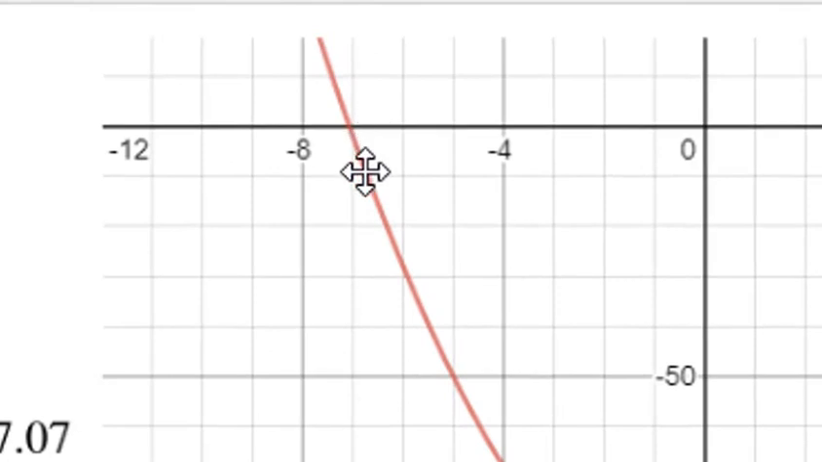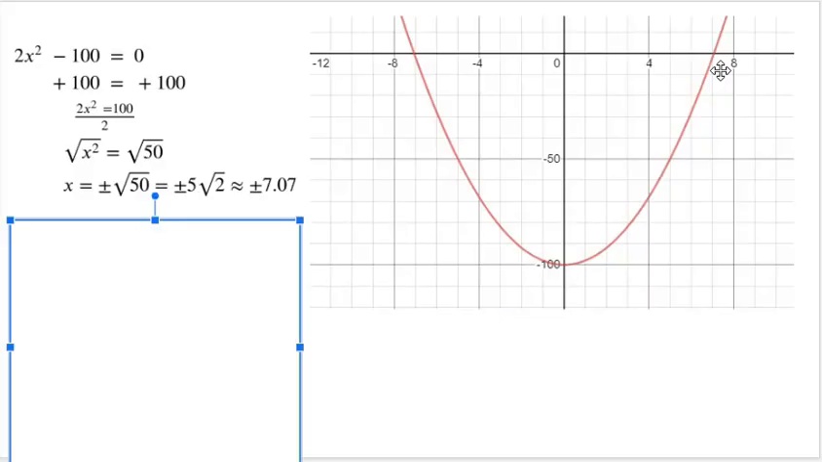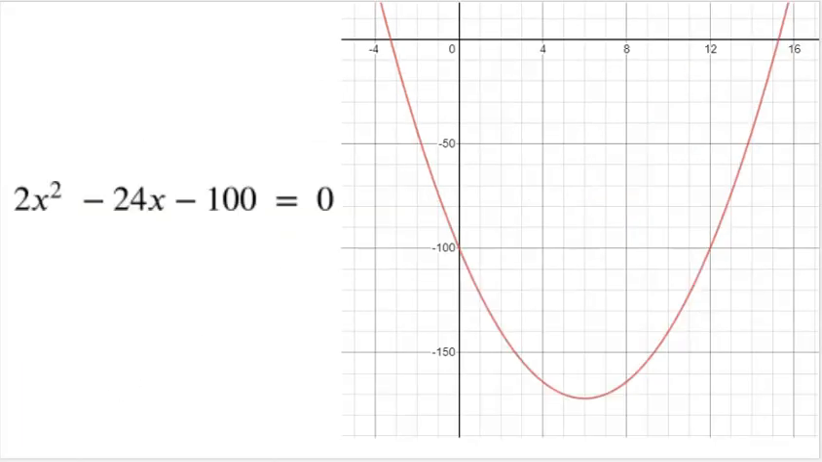And if we look at our graph, we can see that the roots, where the function crosses the x-axis, are a tiny hair past -7 and a tiny hair past +7, right? We lost our perfect, nice little integer roots, but we can still do it. We can throw 50 into a calculator and take the square root of it. Bam, easy.